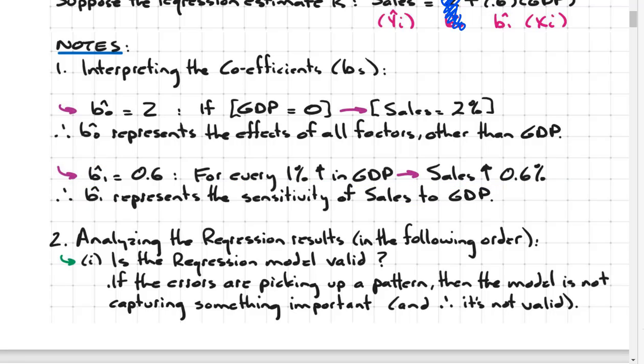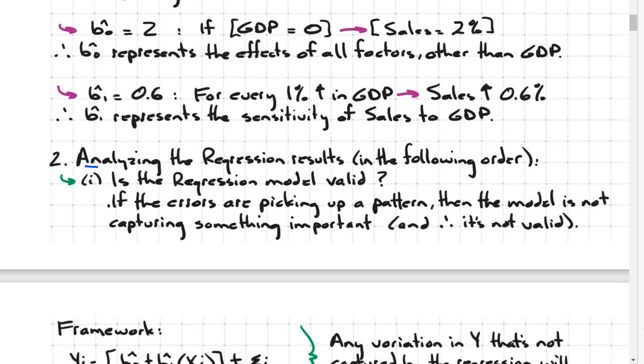Note 2. When we're analyzing the regression output, with all regression software, you have the standard output. It talks about coefficients, talks about errors. Now here's the way we analyze the regression output. We do it in the following order.